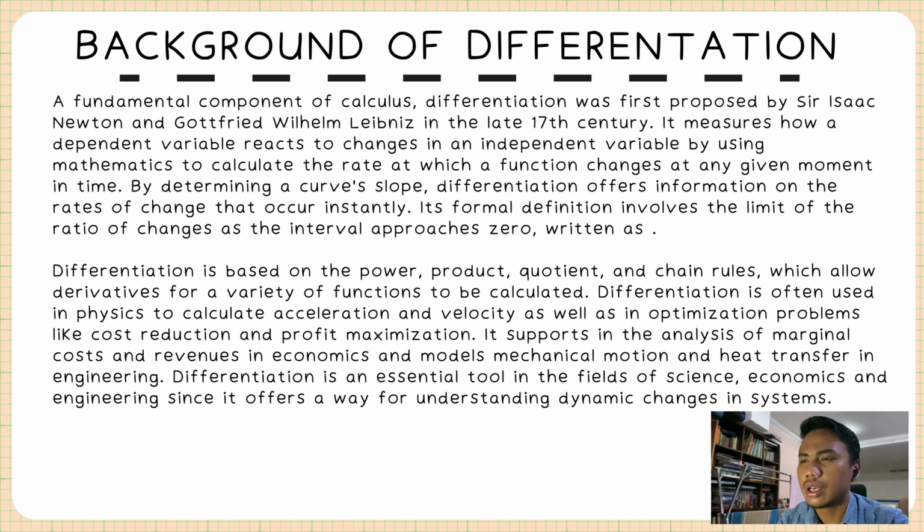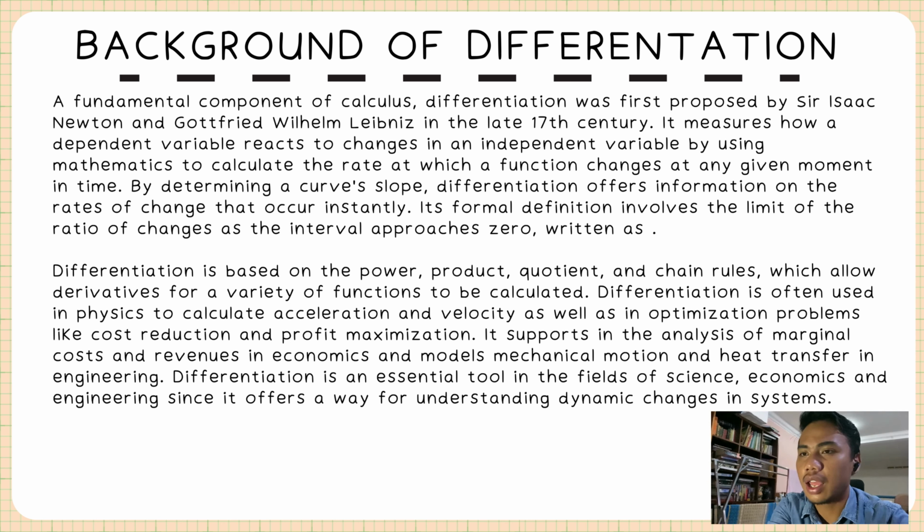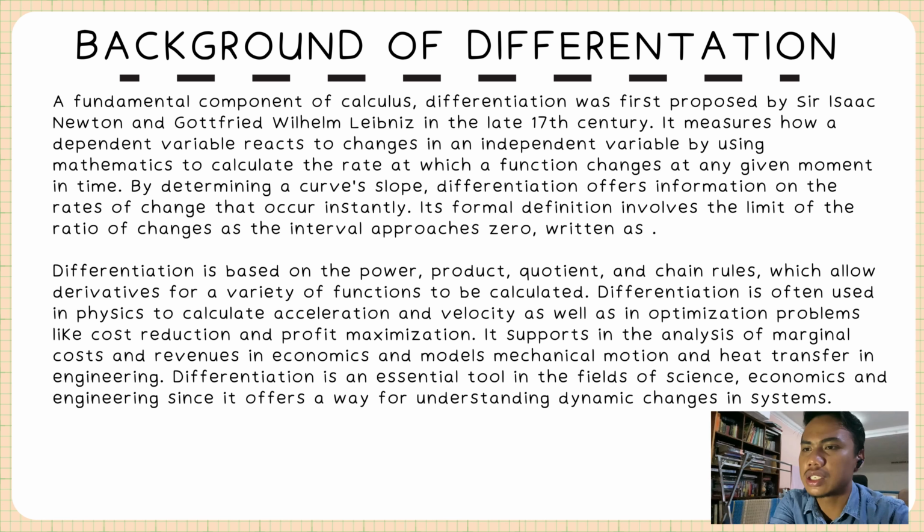I will explain about the background of differentiation, which was developed by Sir Isaac Newton and Gottfried Wilhelm Leibniz in the late 17th century. The purpose of differentiation is to measure how a dependent variable changes with respect to an independent variable by calculating the rate at which a function changes. The application of differentiation is to provide information on the instantaneous rate of change by determining a curve's slope. The formal definition involves the limit of the ratio of change as the interval approaches zero.